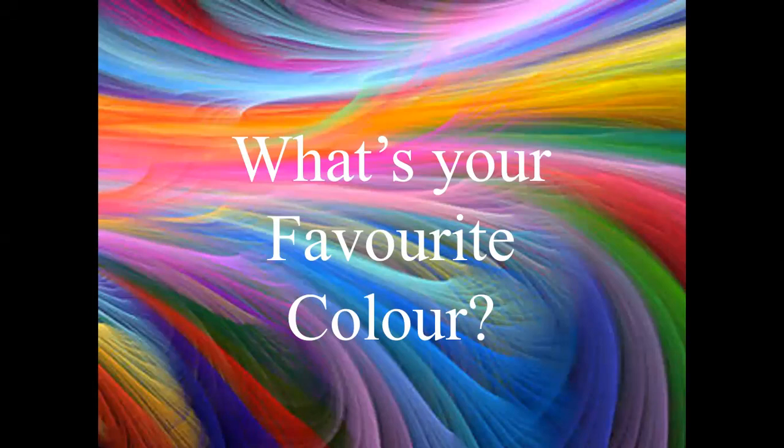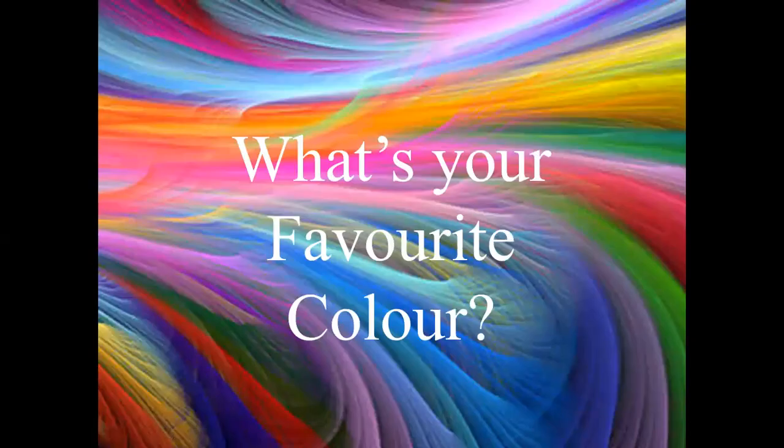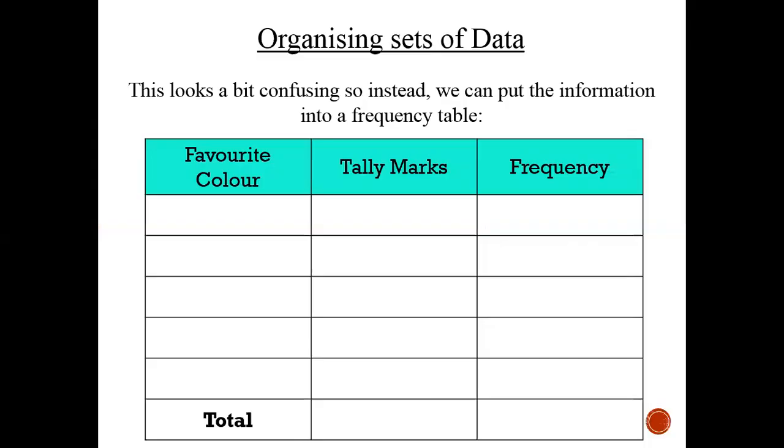Let's say you're going to do a survey on what is the favorite color of the students in year 7. So you have collected the data. The thing is, how are you going to organize the data? The first thing is organizing sets of data. Instead of displaying your data like this, a more organized way to show the data can be using the tally and frequency table.